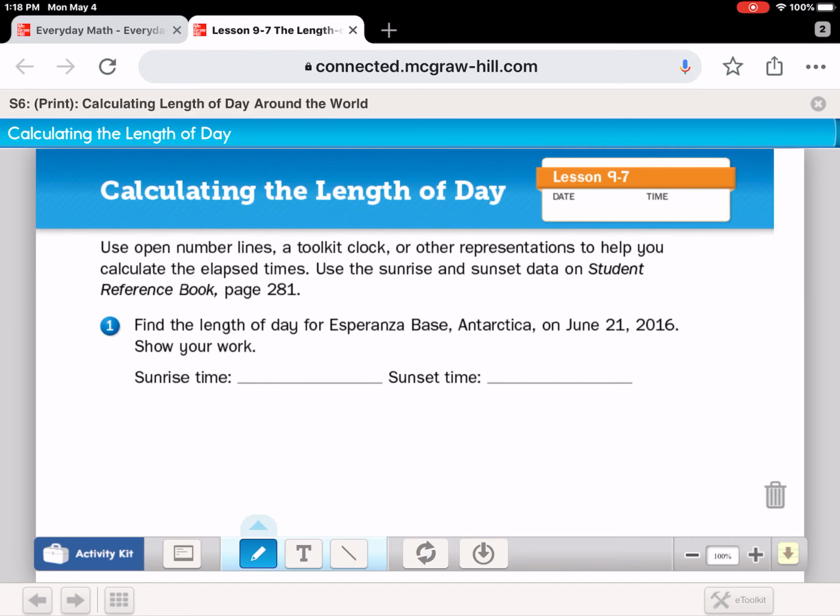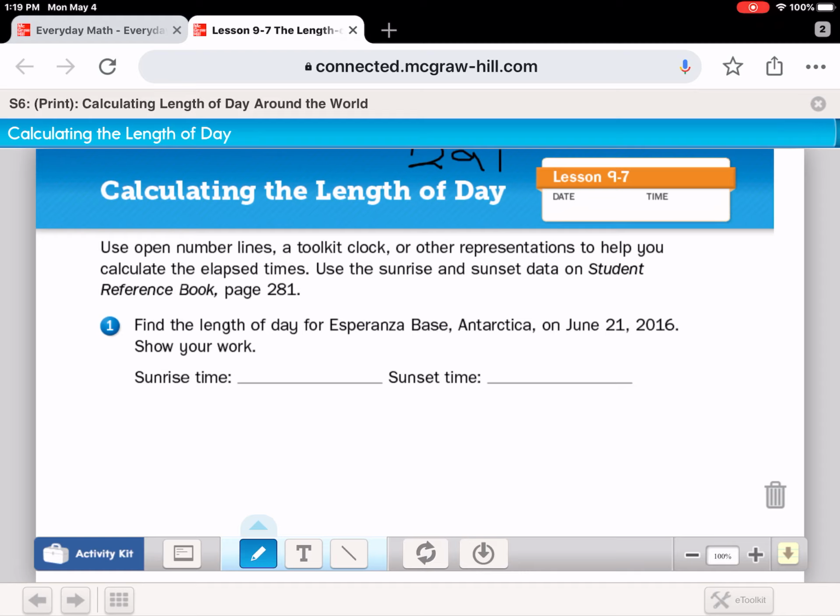Journal page 291 looks like this. It says calculating the length of day. Use open number lines, a toolkit clock. You can use your e-toolkit clock if you'd like to help you calculate the elapsed time. Use the sunrise and sunset data from Student Reference Book page 281. Since I know you don't have Student Reference Book page 281, I've posted it below. It's that world map that we just looked at to help you answer these two questions.